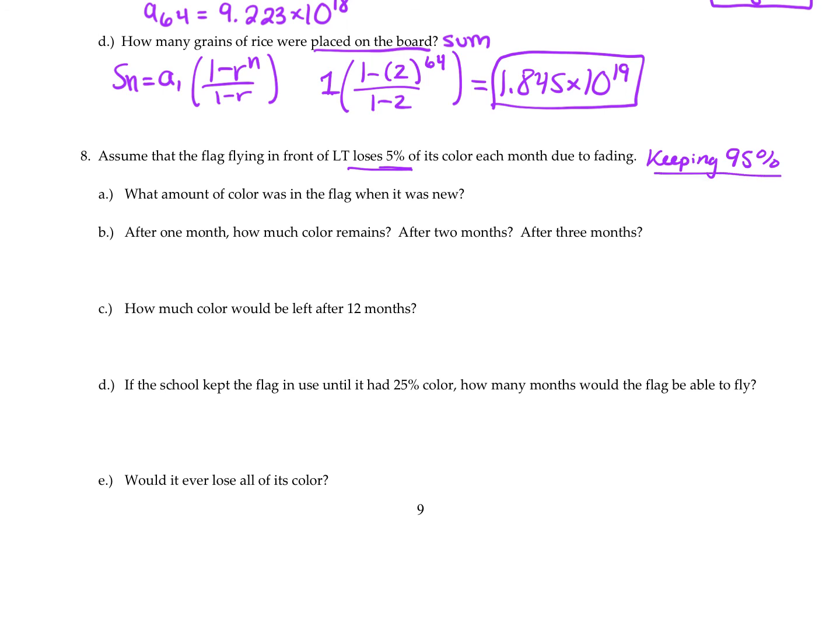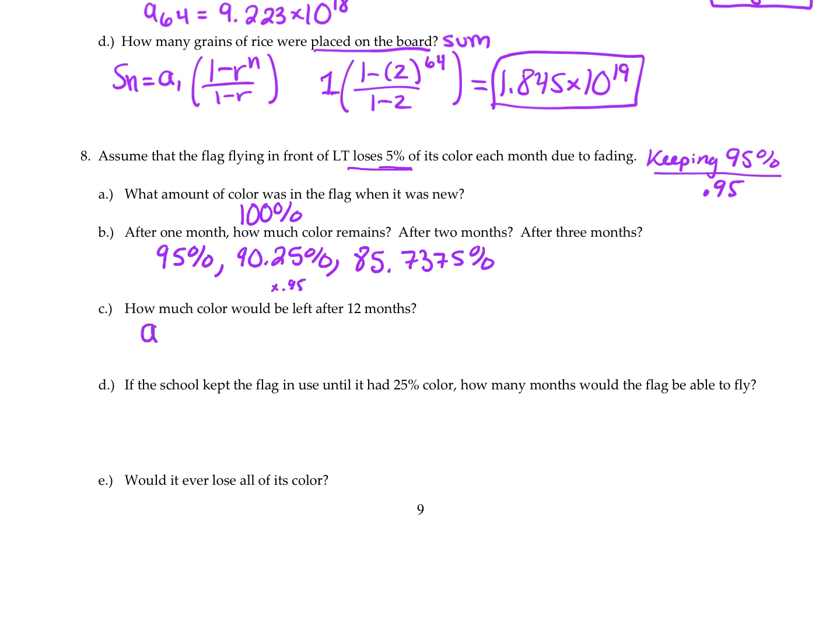So what amount of color does the flag have when it's new? Well, when it's new, it has 100% of its color. After 1 month, we would keep 95%, or again, that's 0.95. So I would do 100 times 0.95, and after month 1, it would have 95%. Then I'd multiply 95% times 0.95, and month 2, it would have 90.25%. Then I'd multiply that by 0.95, and the third month, it would have 85.7375%.